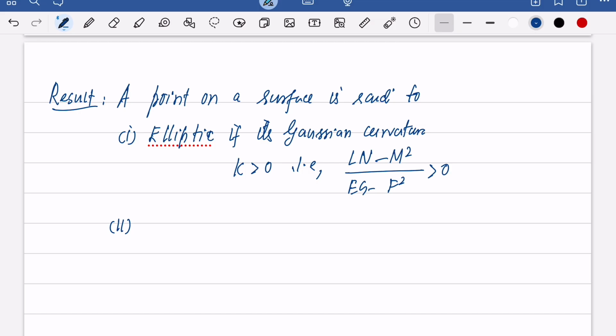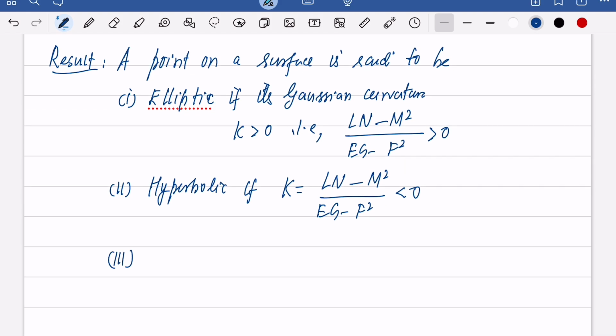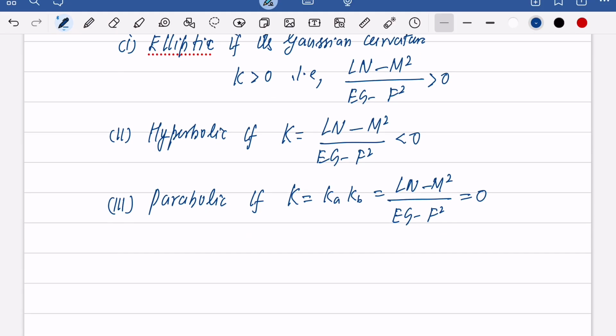And second, it is said to be hyperbolic if this K, which is defined as LN minus M square divided by EG minus F square, is less than 0. And the third one is said to be parabolic if the Gaussian curvature, which is the product of the principal curvatures k1 and k2, equal to LN minus M square divided by EG minus F square, is equal to 0. Then we call the point parabolic.